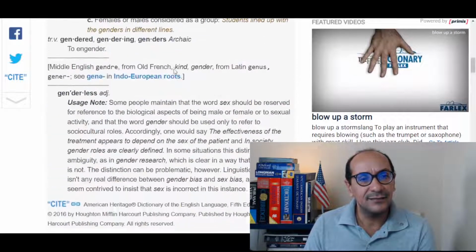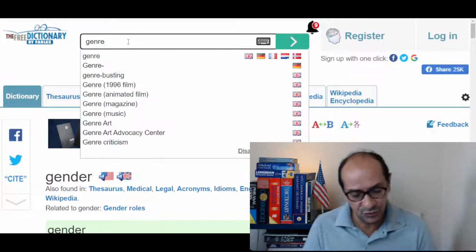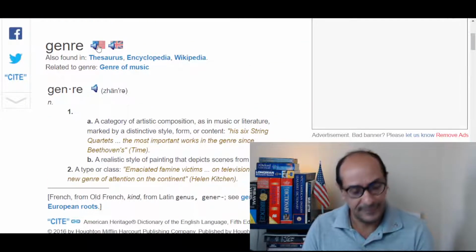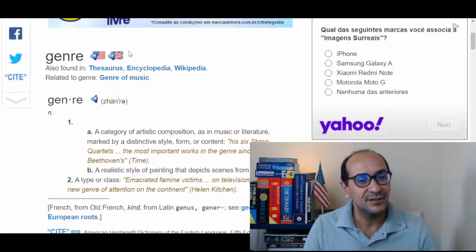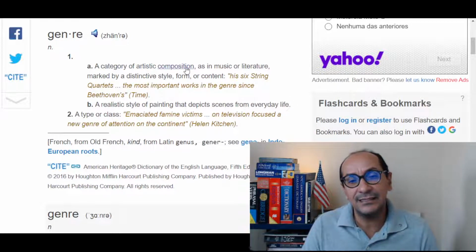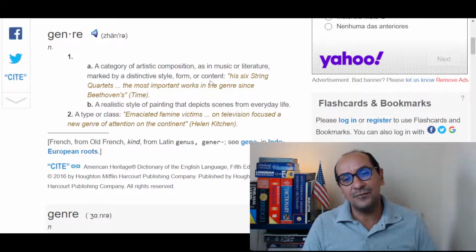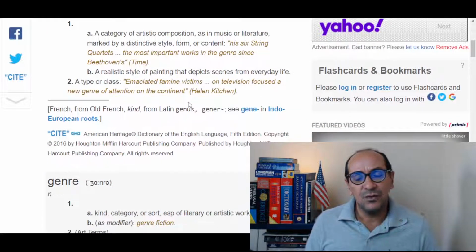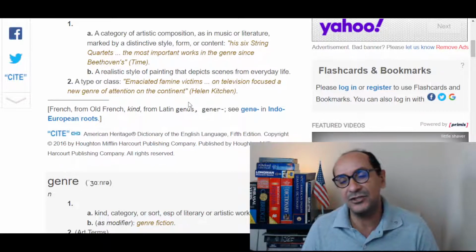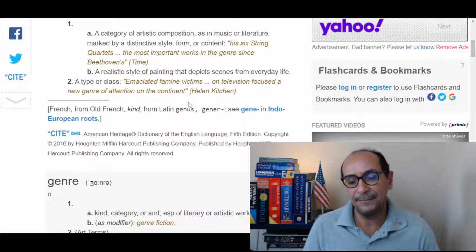Now let's go back because I'm going to show you then the other word, the word that sometimes people use incorrectly, because the word genre, like this, genre, you see, when we talk about genre, we talk about a category of artistic composition, as in music or literature, marked by distinctive style, form, or content. And then when you have, for example, science movies or science fiction or fiction, non-fiction, this is the kind of genre that we usually talk about: rock, pop, reggae.